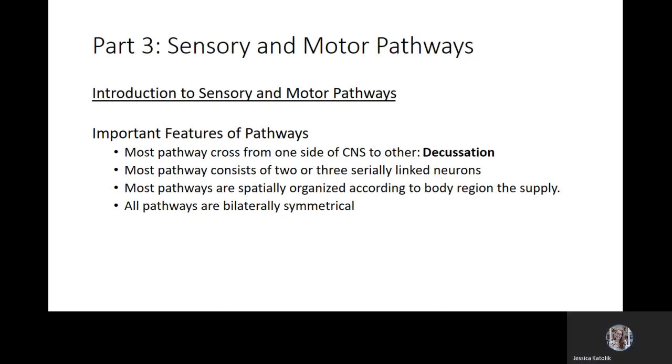This is really important clinically. So for example, if a person has a stroke, you can actually use the symptoms of that stroke to determine which side of the brain the stroke is on. So if a person has weakness on the right side of their body, you know that the stroke occurred on the left side.